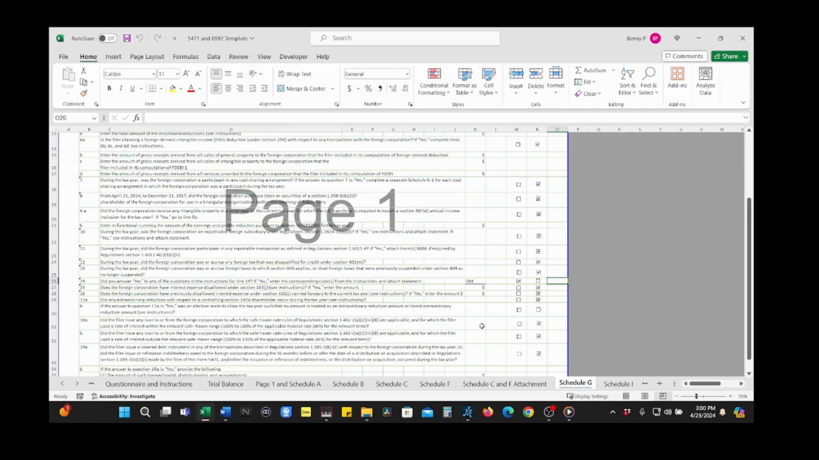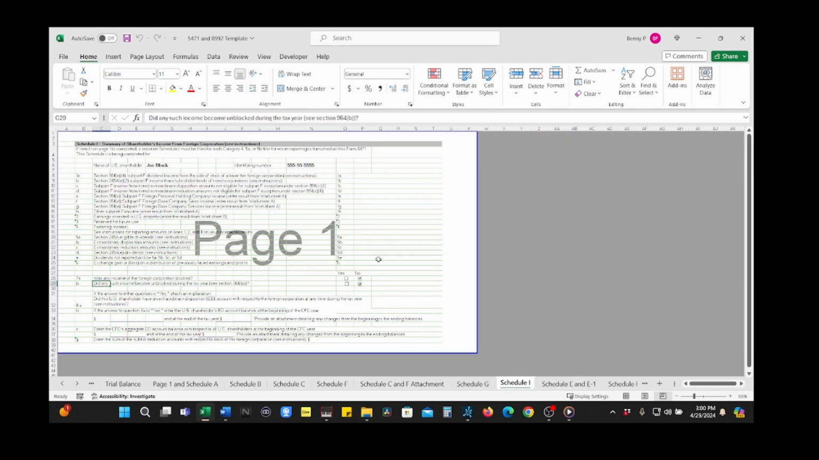Next is the Schedule A. Usually this schedule is only filled out if you have Subpart F income, have a Section 956 inclusion, or the foreign corporation makes a dividend. Also, there's some questions about extraordinary dispositions on line 8, but this is only relevant if you are a U.S. corporation that owns a foreign corporation.